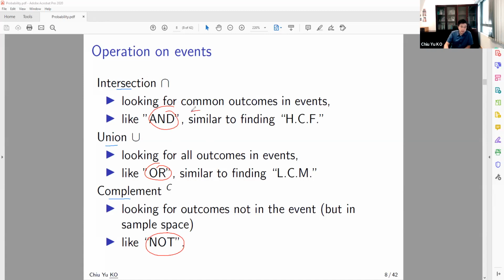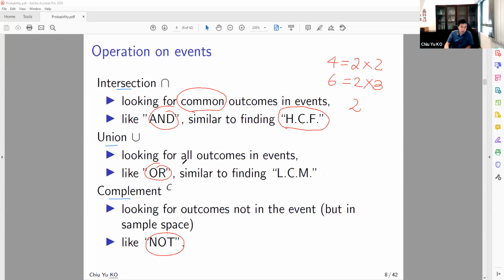It's looking at common outcomes, like finding a common factor. Usually what you learn is the highest common factor. Say we have 6 and 4. 4 can be represented by 2 times 2, and 6 by 2 times 3. So the common factor will be just 2. Take the common element here.